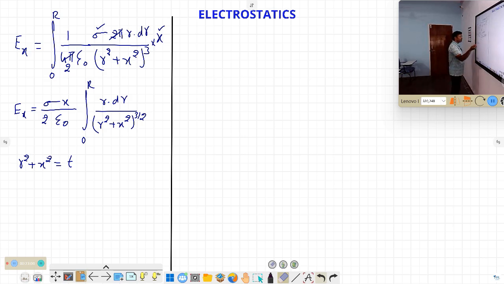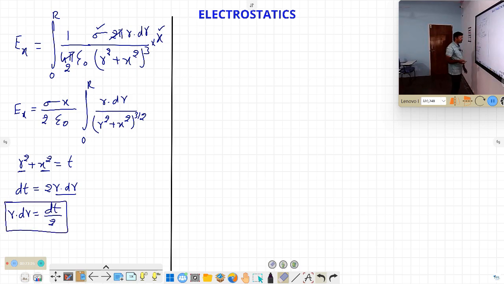Now write t in the form of differentiation: dt is equal to 2r dr, since x is constant and has no differentiation. From this I can write the r dr value. What is r dr? r dr is nothing but dt by 2. I can use this value in the expression and replace r dr with dt by 2.